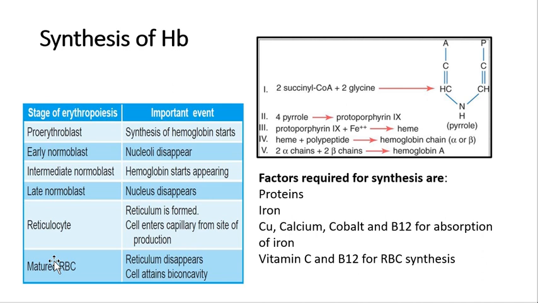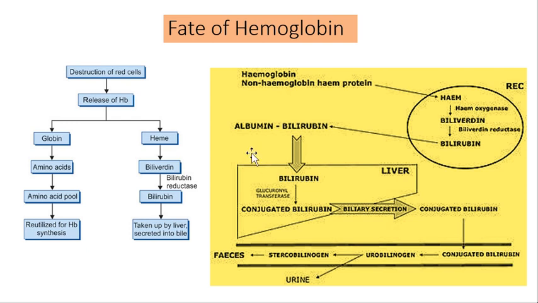Okay, and one more important thing here is that hemoglobin starts appearing in RBCs in the intermediate normoblast stage of erythropoiesis. Okay, now let's see the fate of hemoglobin. Whenever an RBC is destroyed, whether for physiological or pathological reasons, there is release of hemoglobin. Obviously hemoglobin will be dissociated into two parts, heme and globin, right? The globin will be converted into amino acids again and reused for hemoglobin synthesis, right? And the heme part is converted into biliverdin, then it is converted into bilirubin.